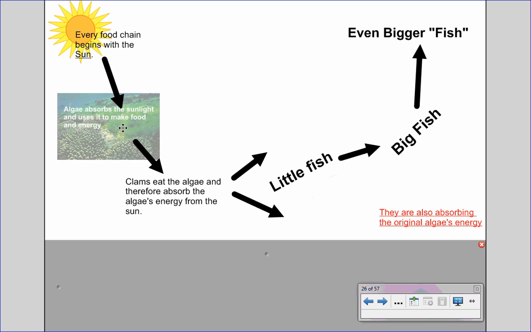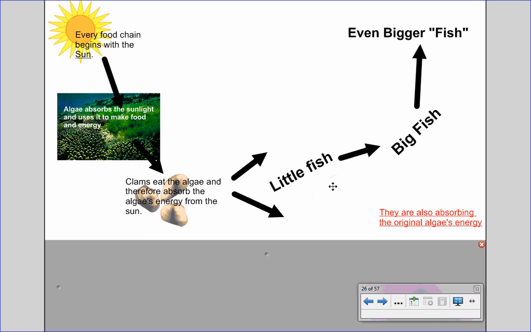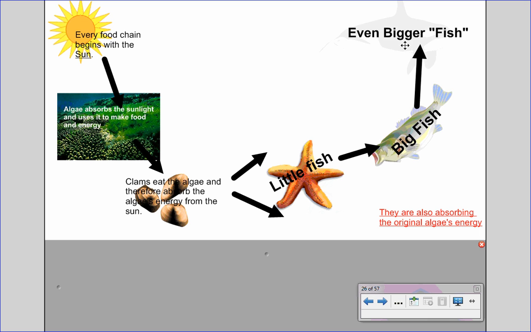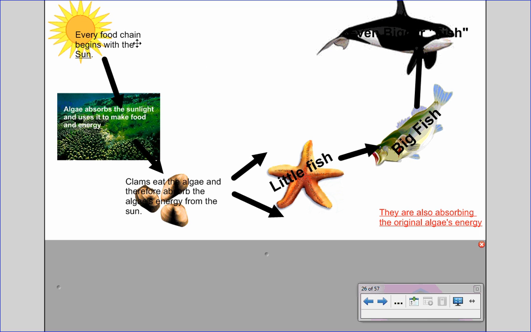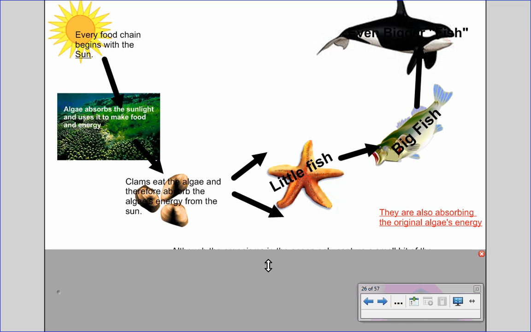Algae absorbs the sunlight and uses it to make food and energy. Clams eat the algae and therefore absorb the algae's energy from the sun. Little fish eat the clams, big fish eat the little fish, and even bigger fish eat the big fish. So it's a cycle, and it all begins with the sun transferring its energy.